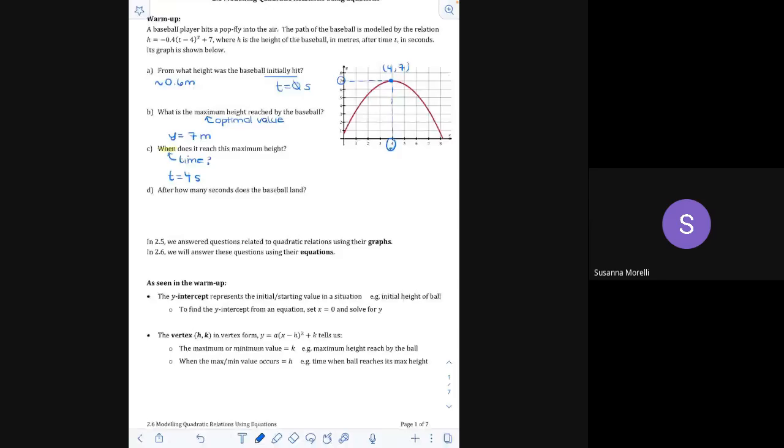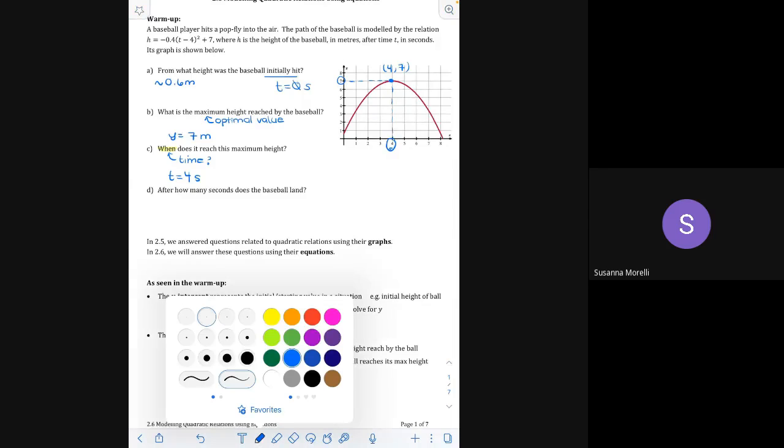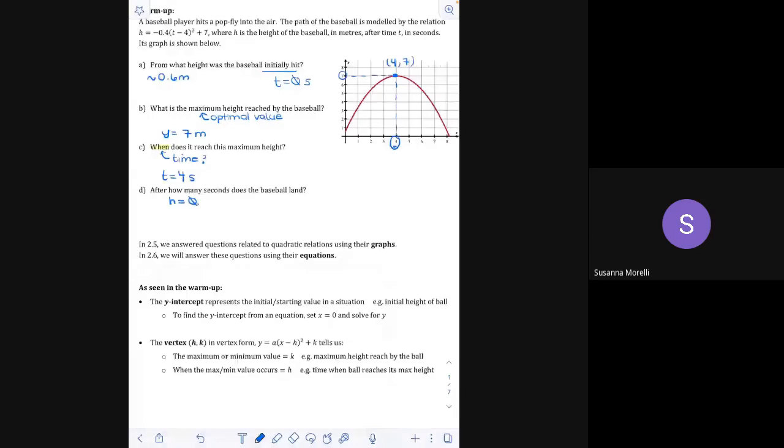And after how many seconds does the ball land? So we have the parabola there showing us the path of the ball. It goes up, hits a maximum of 7, and then it comes back down and hits the ground. It hits the ground here, so where h is equal to 0. Okay, so we would be right here.